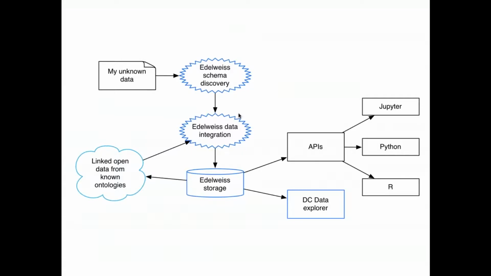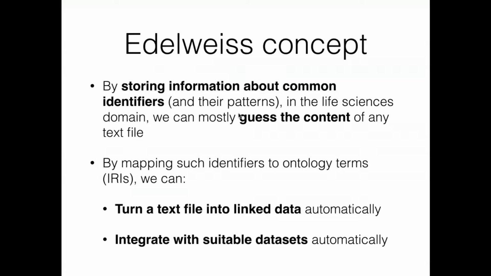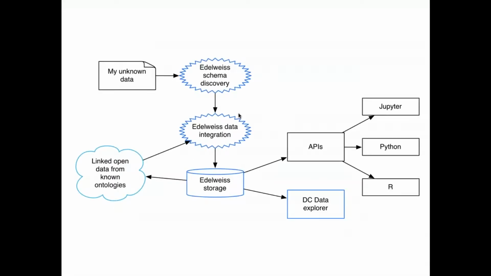And then it integrates the data. Actually, I'll get back to data integration later. I'll demonstrate that later. And then it goes into storage, and then it goes into APIs and Data Explorer, and becomes available in various ways. And the idea later as well, which I will show later, is to integrate this data with other linked open data from known ontologies that are available on the web to the public. So you'll see it in a bit. But what we did just now was the schema discovery part.